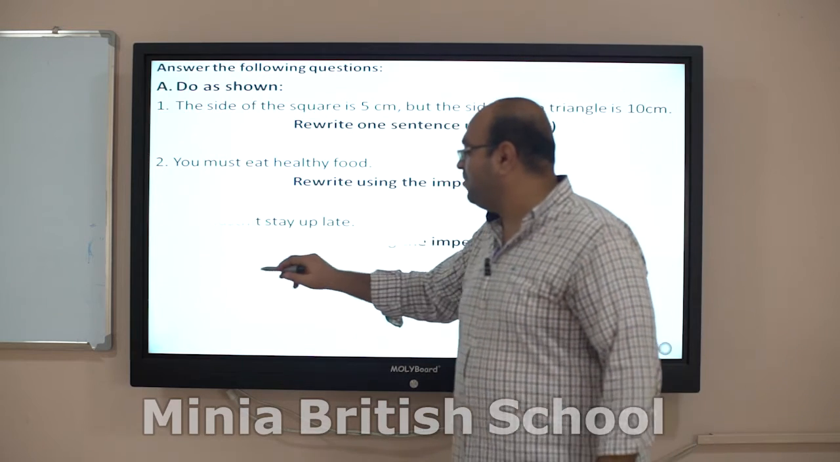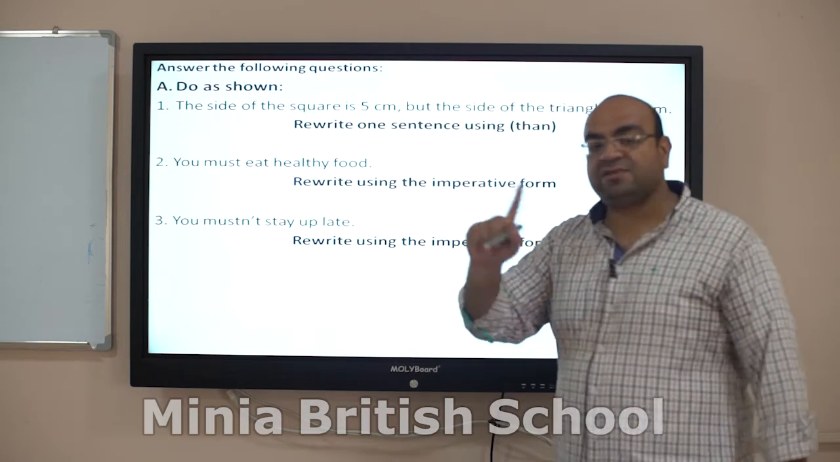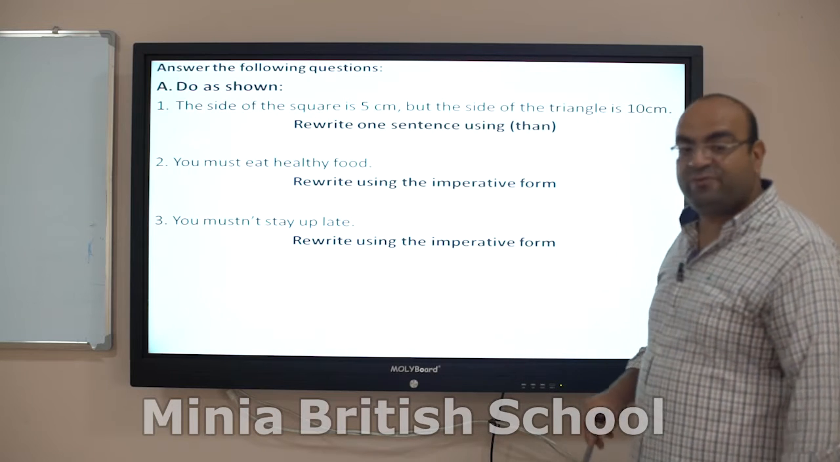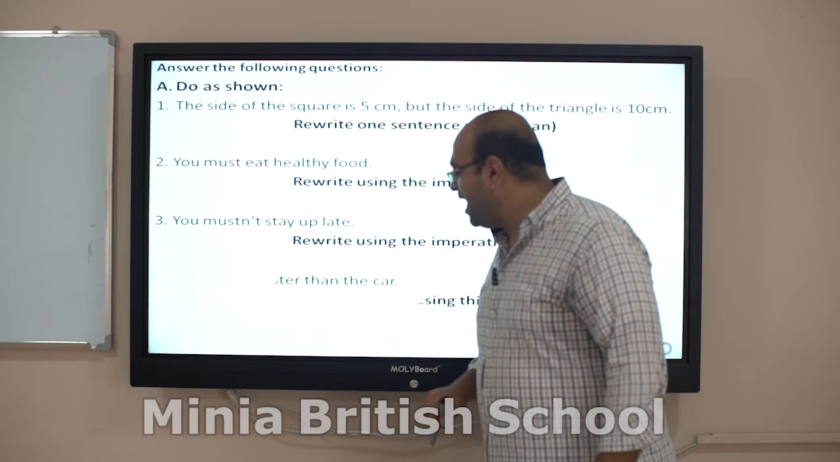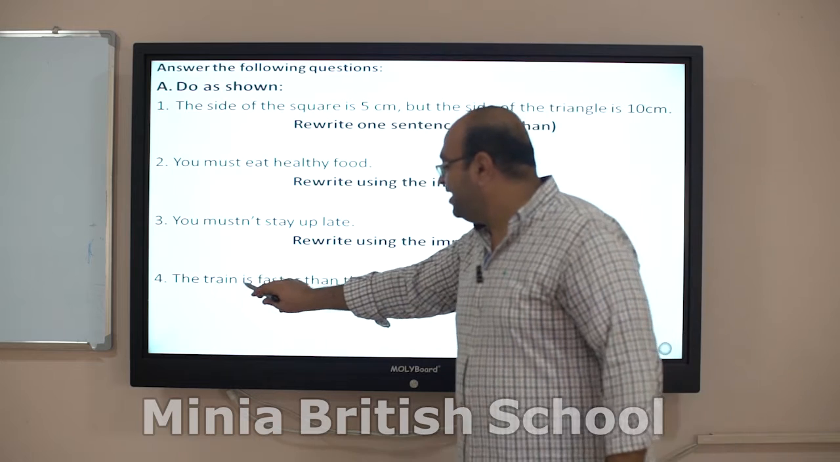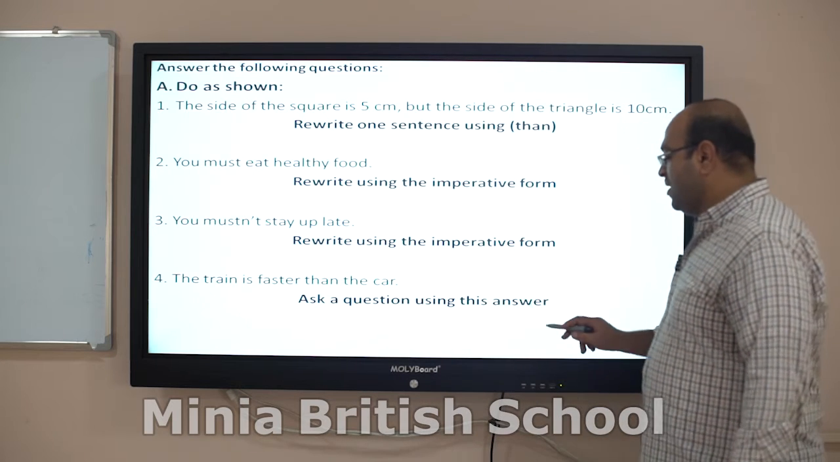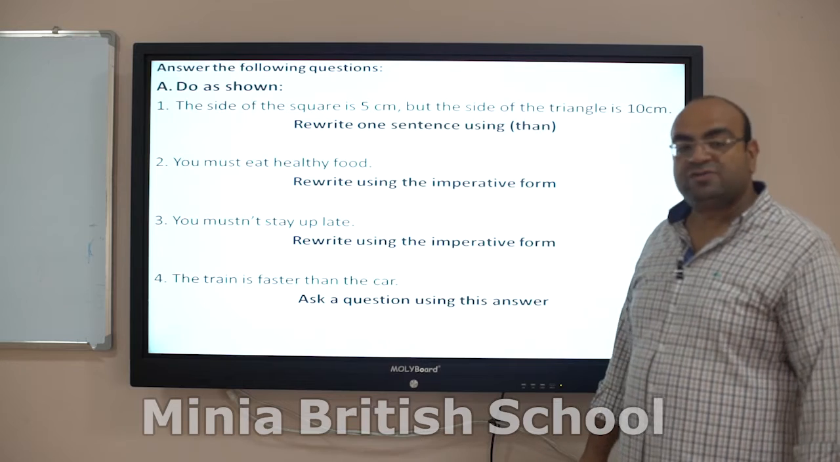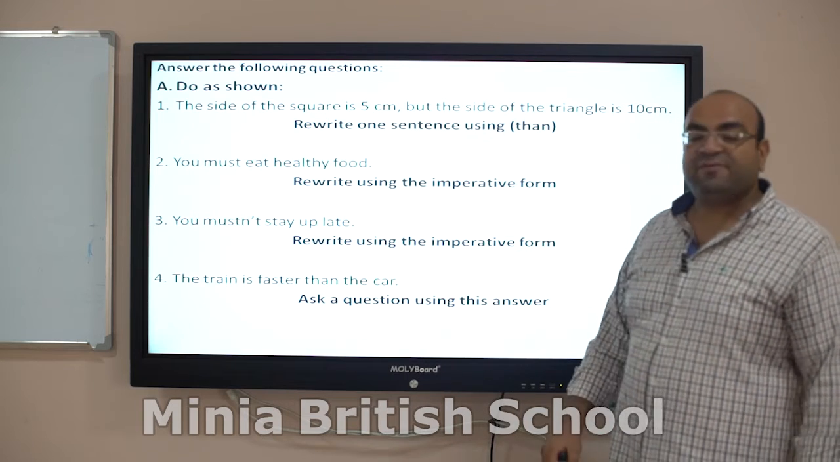So let us do the imperative form. You mustn't stay up late. Rewrite using imperative form as well. And the last one, the train is faster than a car. Ask a question using this answer. Who can tell me the first one?